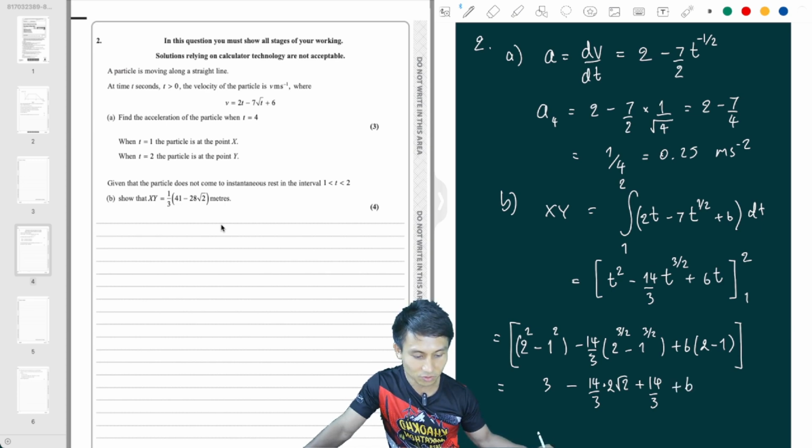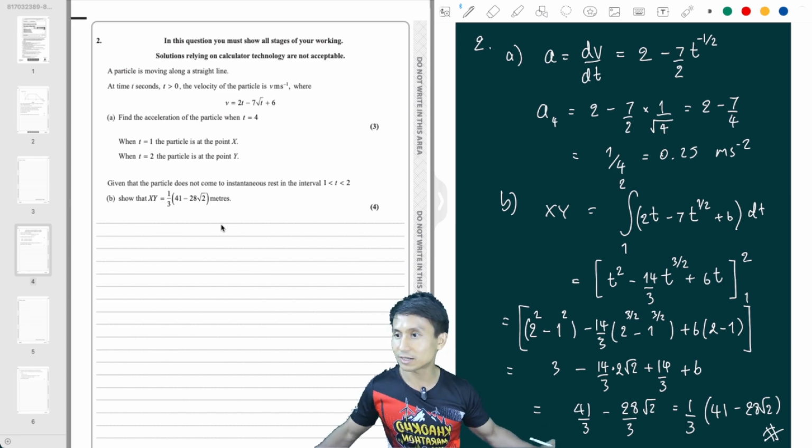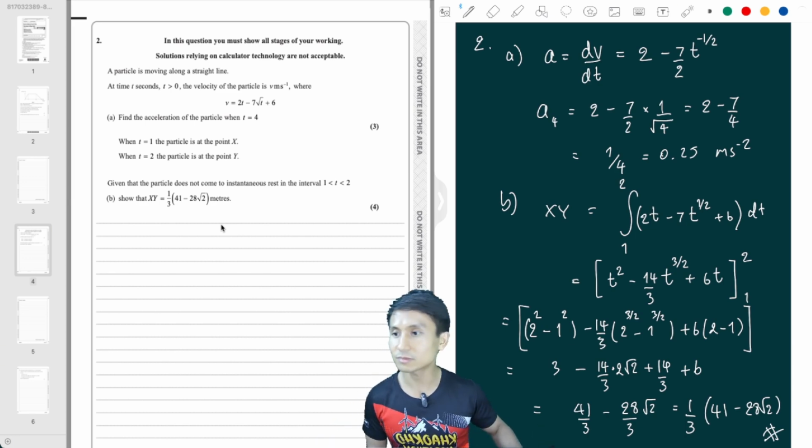All right, so grabbing all the numbers together, we get 3 plus 6, which is 9, and plus 14 over 3. That is going to be 27 plus 14, which is 41. Yeah, I'm getting 41 here. 41 over 3 minus 28 over 3 root 2. If we factor 1 over 3 out, we get exactly the same, as required. That's number 2 there.